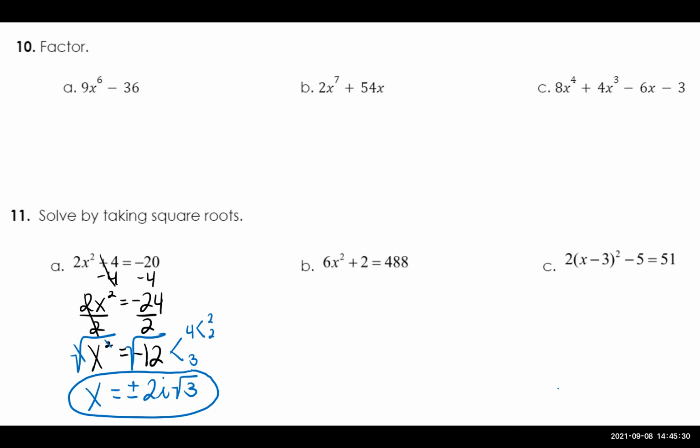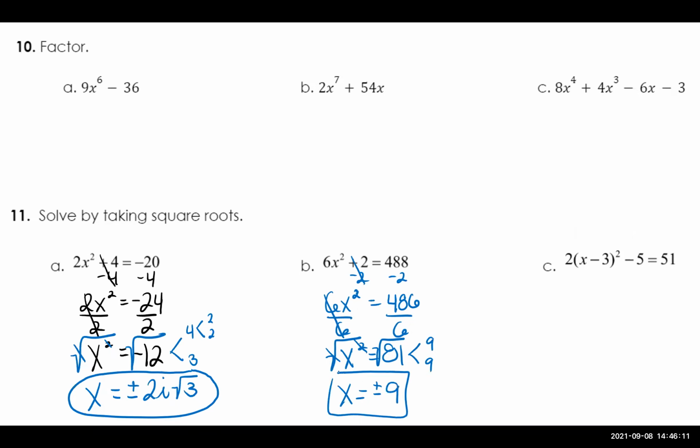For part B, we're going to start by subtracting 2 from both sides. We have 6x squared equals 486. Then we'll divide both sides by 6 and get x squared equals 81. From here, I want to square root both sides. The square root and the square cancel, and we're left with x. Whenever I square root both sides, I need the plus or minus symbol. We know that the square root of 81 is 9, so our answer is just plus or minus 9.